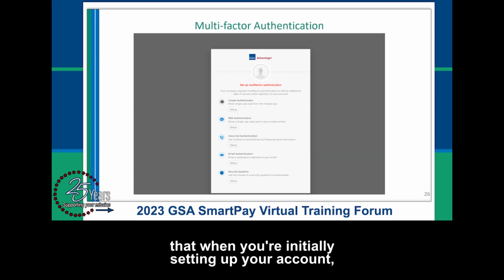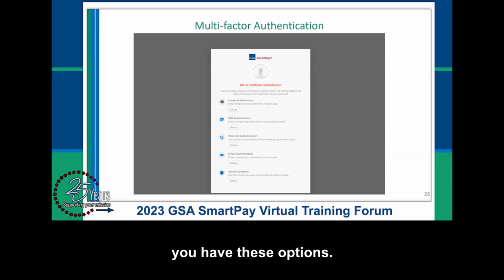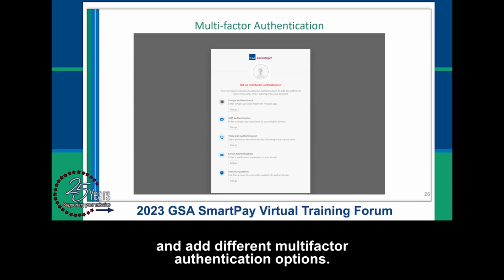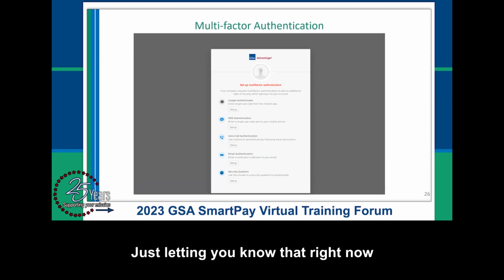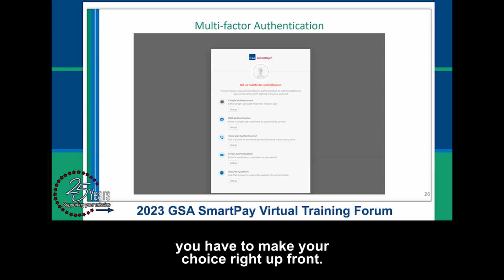The thing is that when you're initially setting up your account, you have these options, but once you set up these options, if you ever wanted to change them, you can't really get back to this. You would have to contact the help desk if you wanted to update and add different multi-factor authentication options. Just letting you know that right now, you have to make your choice right up front.